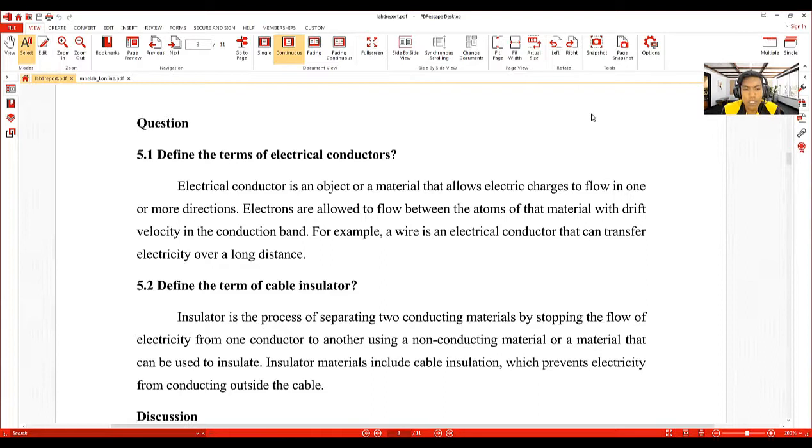Define the term cable insulator. Okay, what is insulator? Insulator is the process of separating two conducting materials by stopping the flow of electricity from one conductor to another by using a non-conducting material, or a material that can be used to insulate. Insulator materials include cable insulation, which is to prevent electricity from conducting outside of the cable.